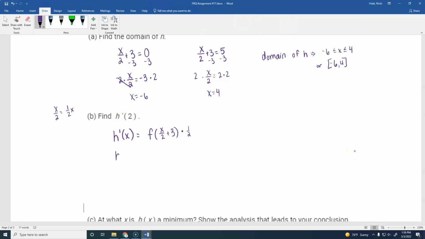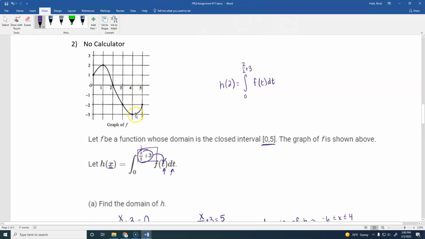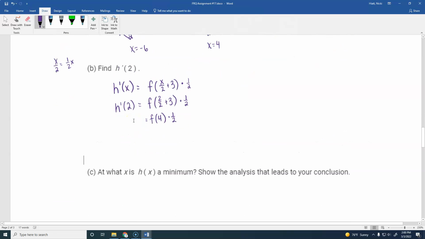Then we have to find h prime of 2. You can't just leave it on this one because we can't leave it with f of something there. You have to show that you know what f is. So we got f of 4 times 1/2. F of 4, we're just going to read off of the graph. So at 4, what's our y coordinate? -3. So we will get -3 halves.